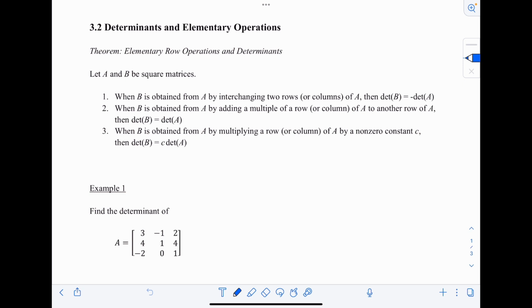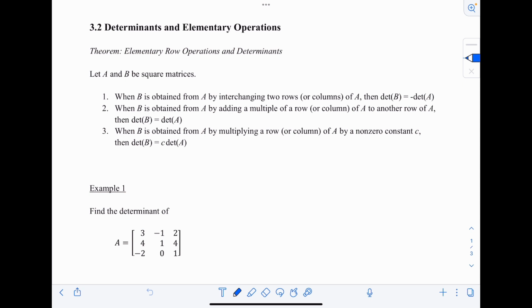So think about that in terms of how you might use that to your advantage to create more zeros in a row or column, so that when you find the determinant, it's a lot easier. And then the third one, if we take matrix A and multiply a row or column by a non-zero constant, then the determinant of B is that constant times the determinant of A. So in other words, if I take a matrix and I multiply a row or a column by a scalar, the determinant changes by that scalar as well.